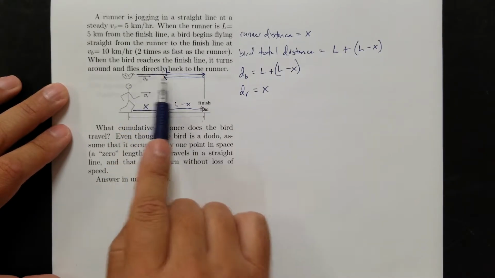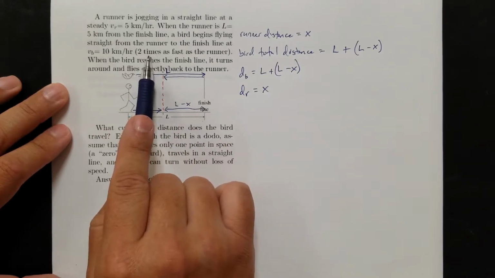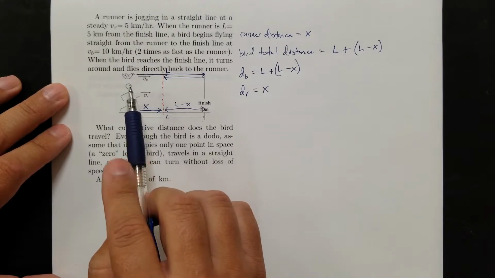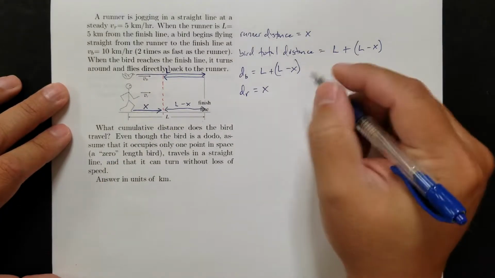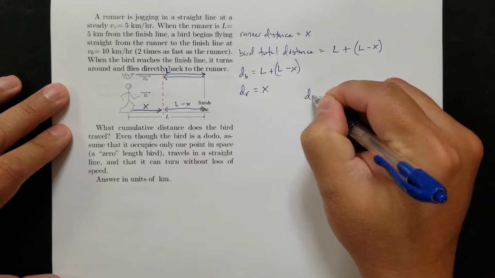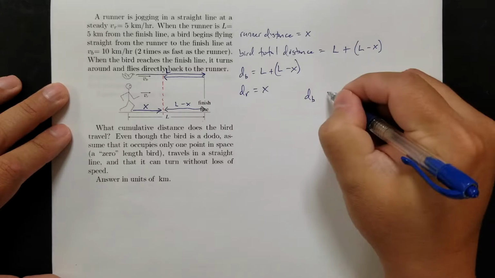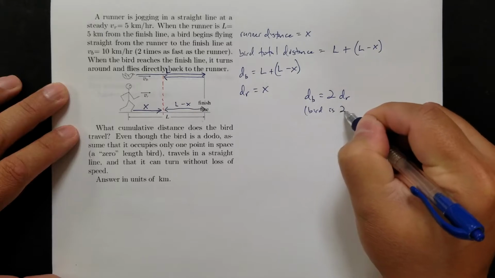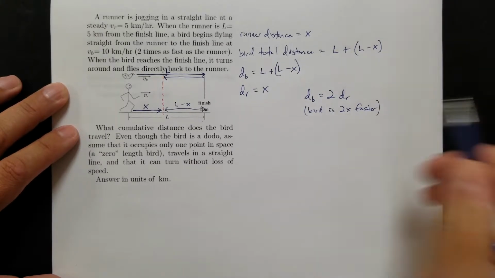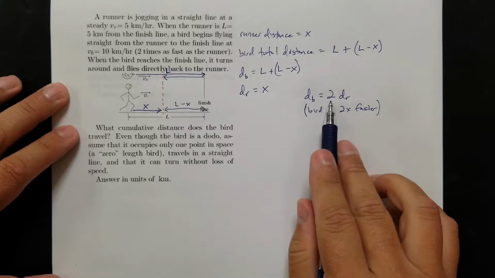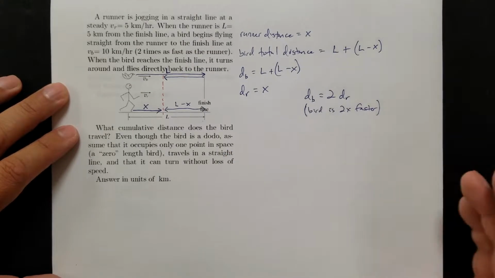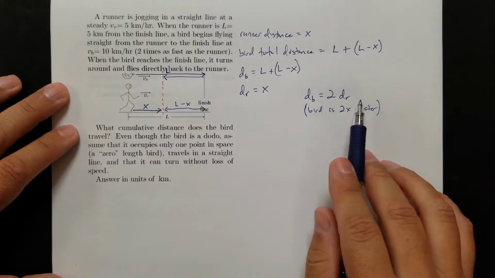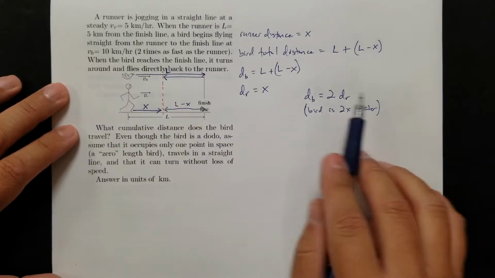So I know whatever distance the bird went, because the bird is going 2 times faster than the runner, he's going to cover twice the distance, right? So the bird, I can say the distance of the bird is going to be twice the distance of the runner because bird is 2 times faster. So maybe your bird is like 4 times faster. Then your bird would be 4 times dr, which is the runner. If your bird was 5 times faster, then your bird distance would be 5 times dr, right? It's not that complicated. It's just however many times faster, that's how many times farther he's going to go.